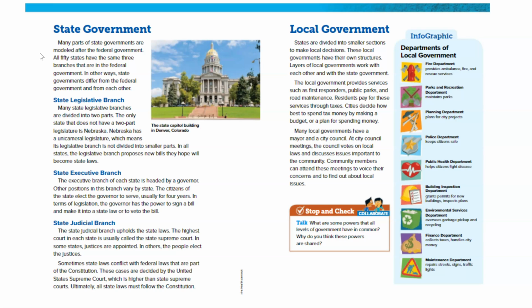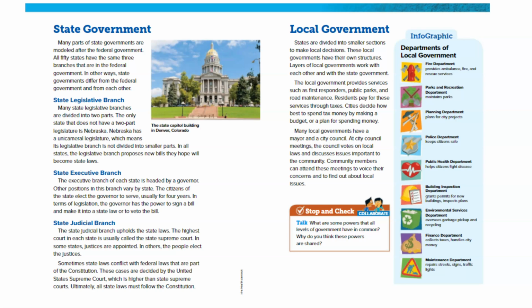Let's go ahead and now learn about local government. States are divided into smaller sections to make local decisions. These local governments have their own structures. Layers of local governments work with each other and with the state government. The local government provides services such as first responders, public parks, and road maintenance. Residents pay for these services through taxes.